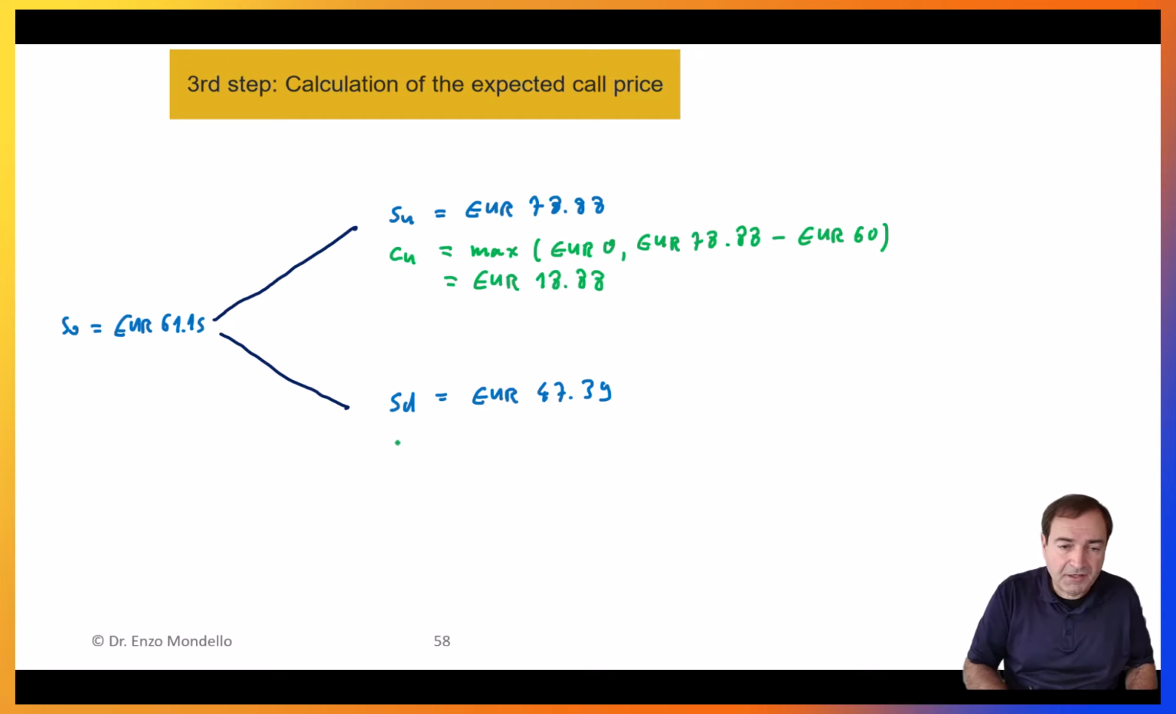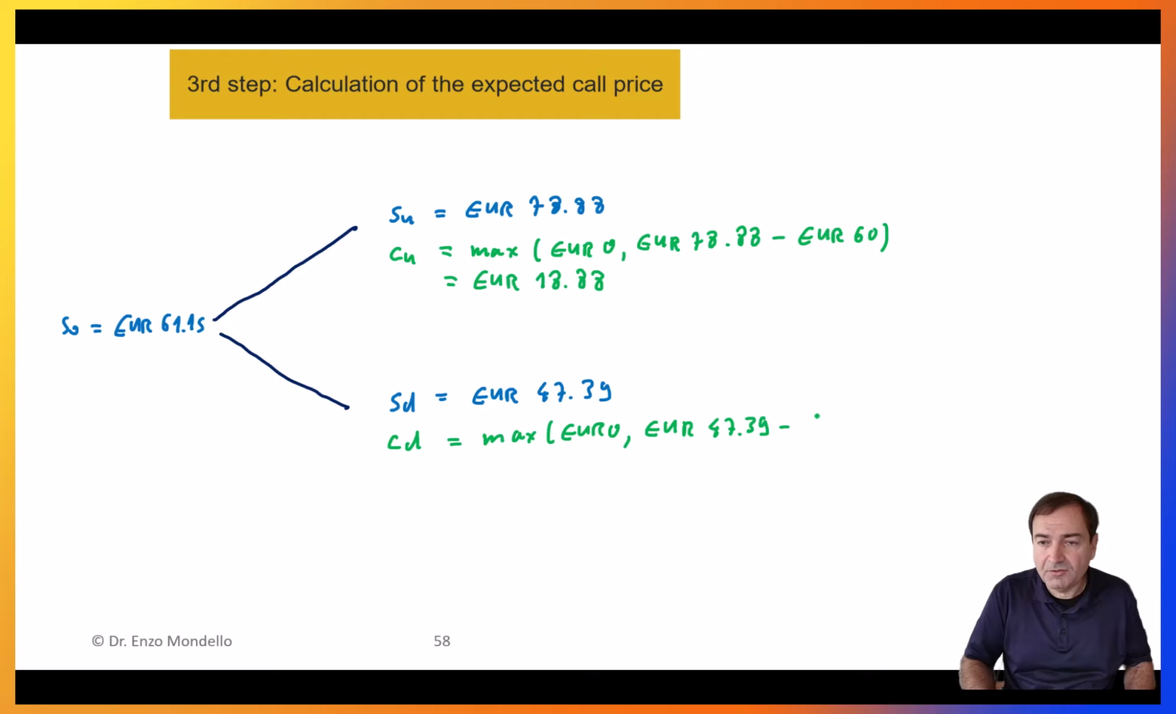The call price after a down move at expiration is calculated as follows. We take the maximum of €0 or the share price after a down move, which is 47.39 euros, minus the strike price of 60 euros. Hence, the call price after a down move is 0 and expires worthless.